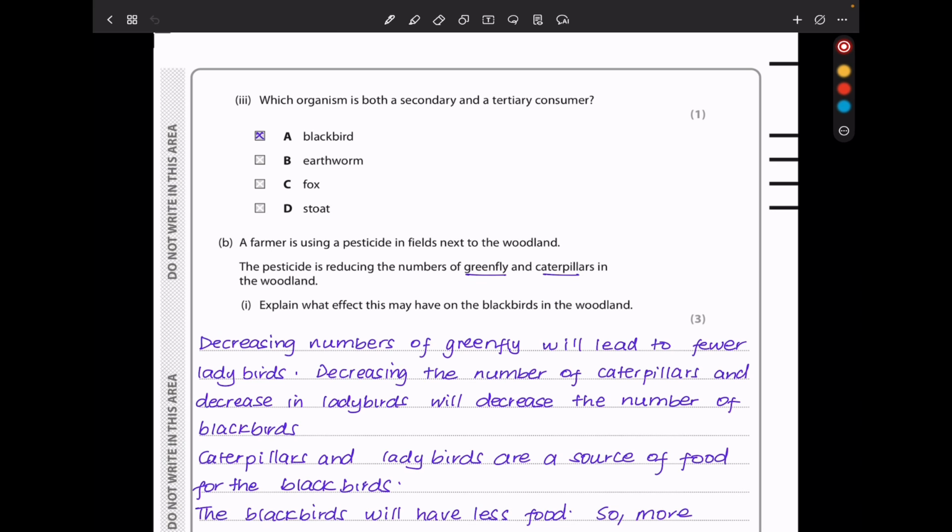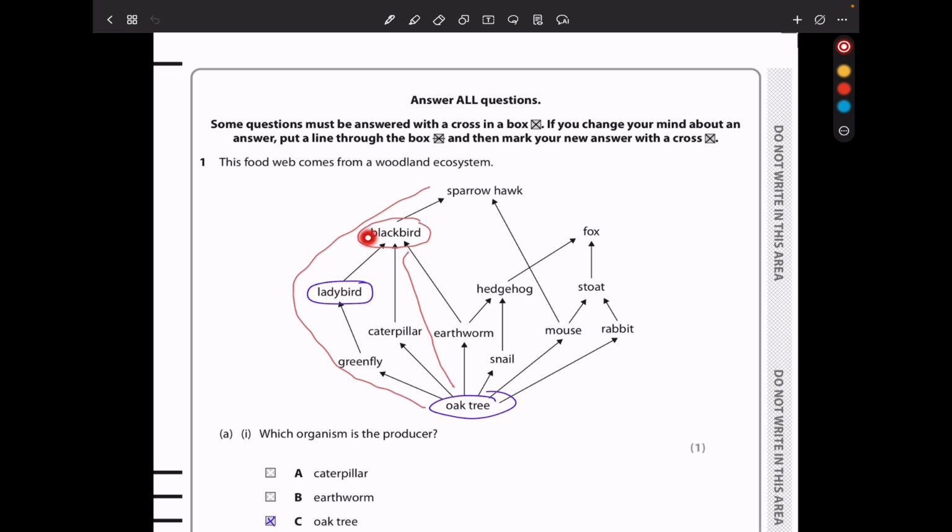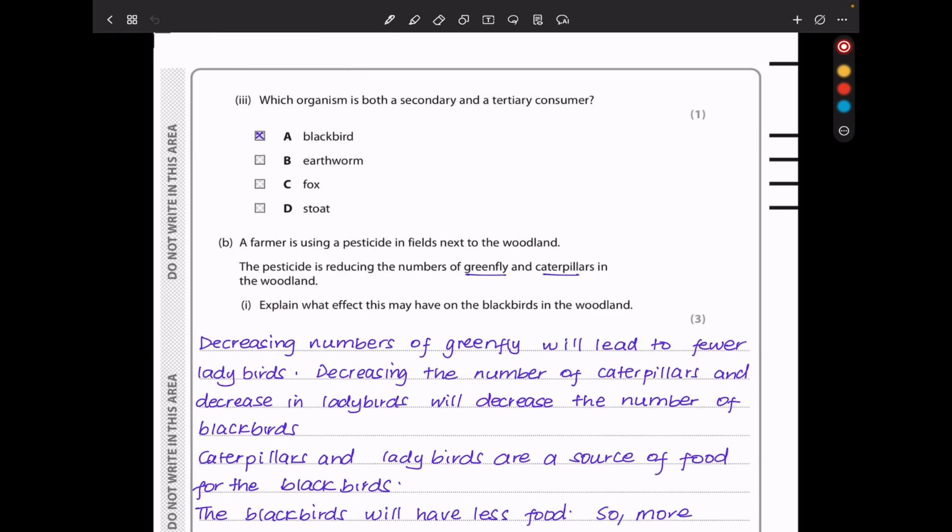Next they ask which organism is both a secondary consumer and a tertiary consumer. If we go back here, we can see the blackbird is a tertiary consumer in this food chain, but a secondary consumer in this food chain. So the answer should be A, which is a blackbird.